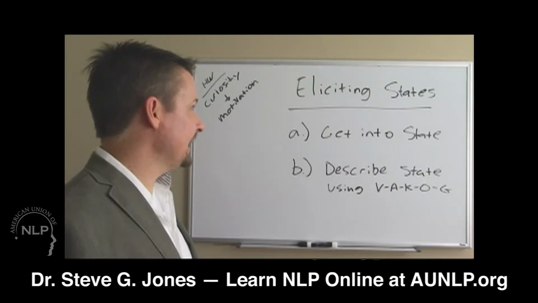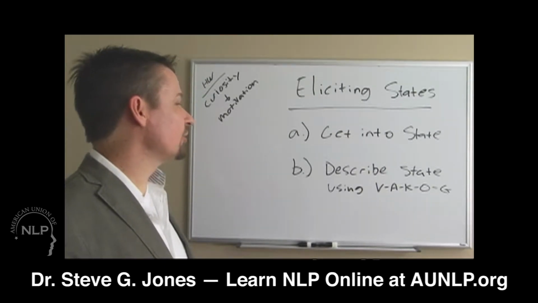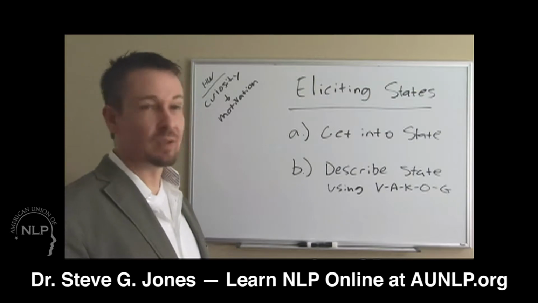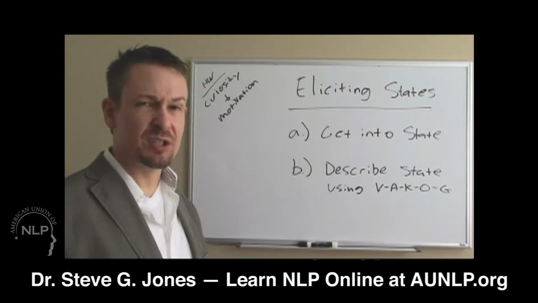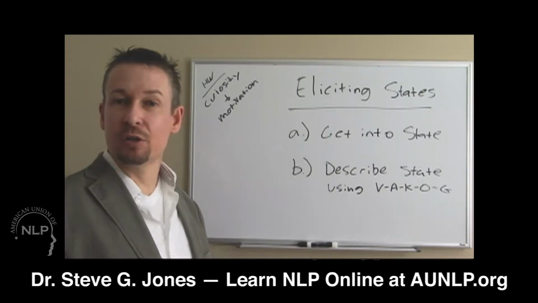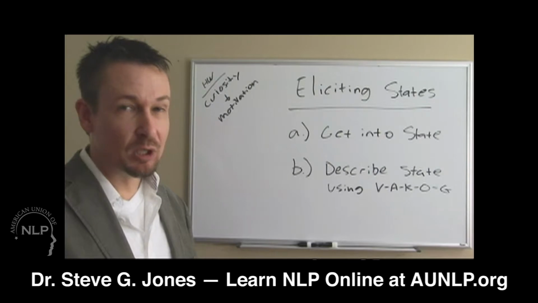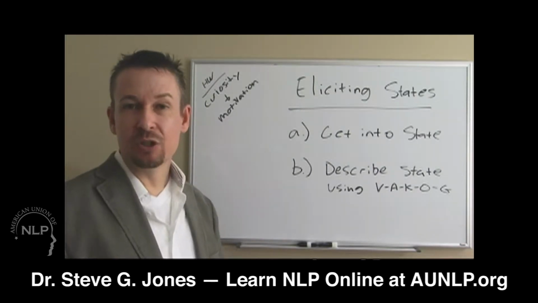So A is getting into state, B is describing the state using VAKOG. Now, O and G are always implied. Sometimes I just say VAK, but realize that O and G are our good friends. Whenever we can put them in there, we do. It's just that sometimes they're a little more challenging to use.